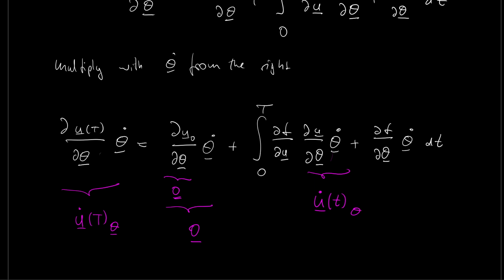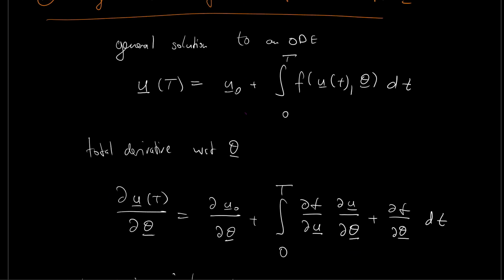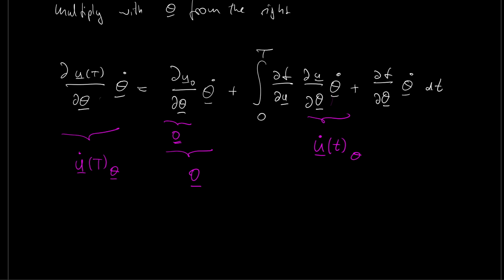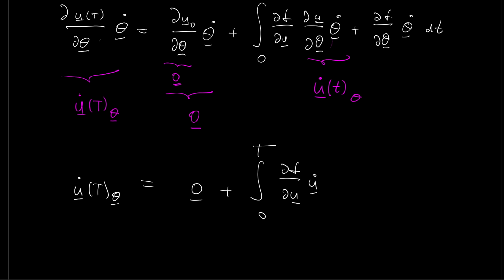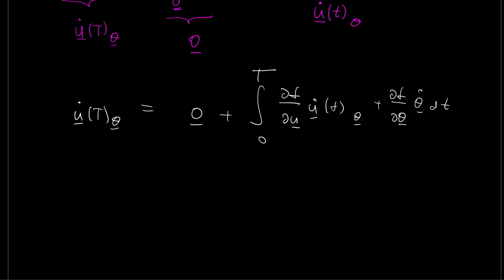And if we then write that down again, we see that this is essentially the general solution to an ODE again, which we can convert into the other form of writing down an ODE. So let us do that and see that we have the u tangent at capital T, contribution from theta, is equal to, well, 0. Let's keep it for generality. So a zero vector plus the integral from 0 to t over the Jacobian of f with respect to u multiplied with the tangent on u at t, contribution from theta, plus df by d theta times theta dot, integrated over t. And this is essentially the general solution to another ODE problem.